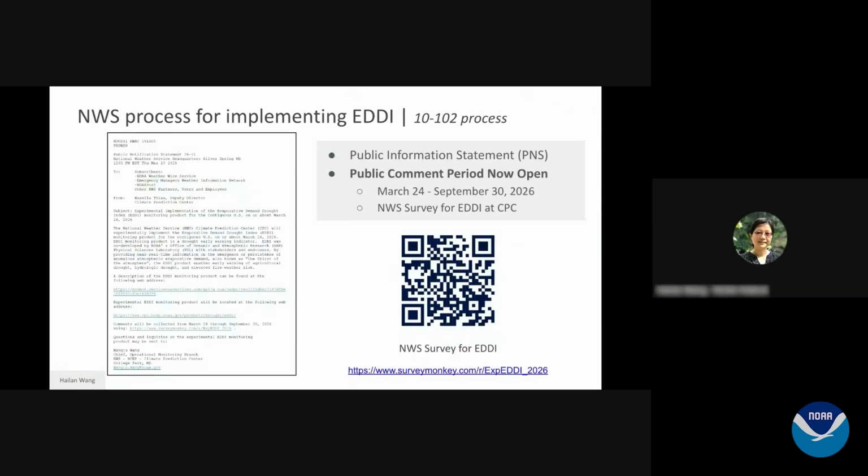And here, just also quickly touch on this NWS process for implementing EDDI. Recently, we're really happy that we have gone through all these approvals, some of just really different layers within the National Weather Service outside of CPC, and some of the approvals were sequential. And last Thursday, we're pretty happy that we finally had this public information statement, also referred to as PNS, for EDDI published. And what is shown left is a screenshot.